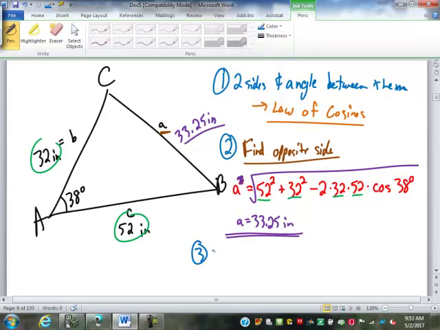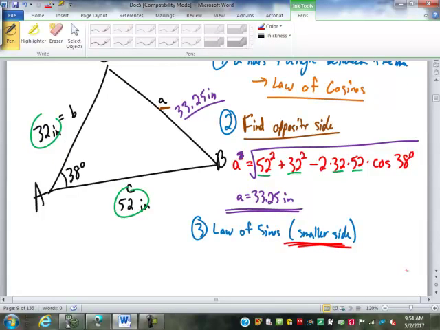Step 3, we're back to the law of sines, and we're going to use the smaller side. That part right there is very, very important. Use the smaller side.